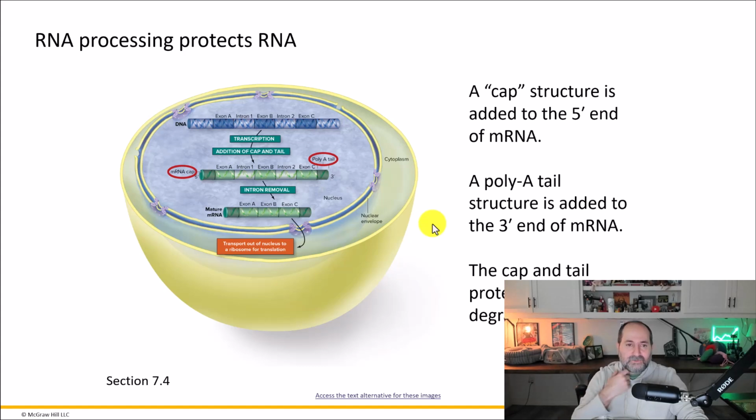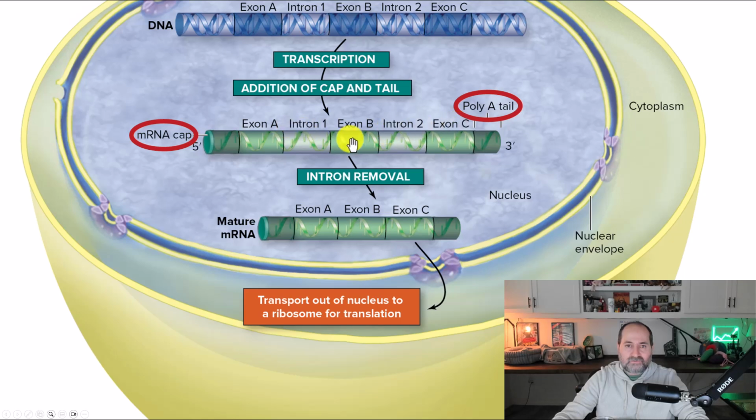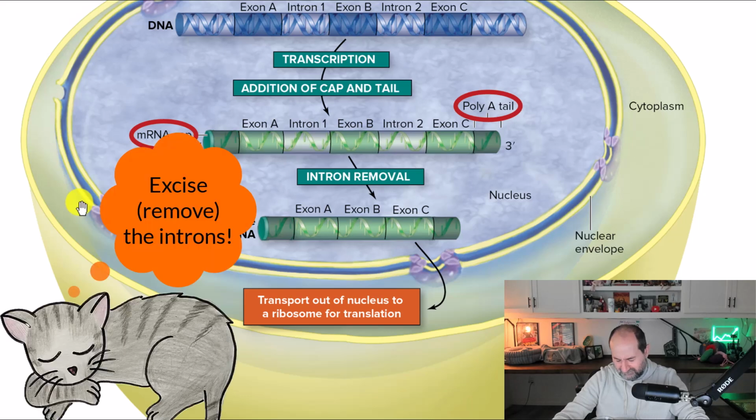Do you remember? Can you beat Wicket? It has something to do with the exons and introns. Remember, introns are non-coding regions of a gene. So what do we need to do with the introns before we can do translation? Can you beat Wicket? That's right, Wicket. The introns need to be excised.